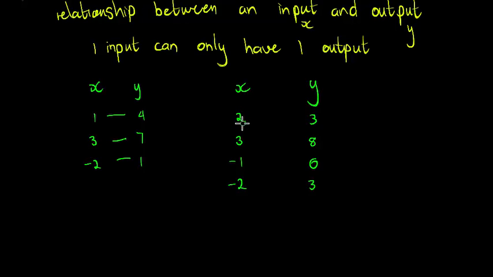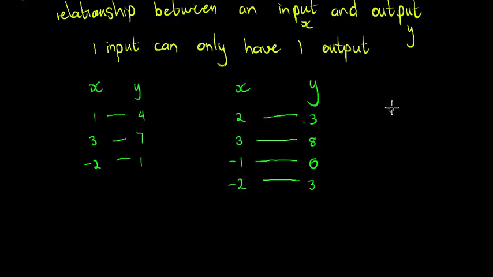So what I want to show you is every x value has only one y value, but there might be two x values that have the same y value. So one x value can only have a single y value, but the same y value might have different x values.